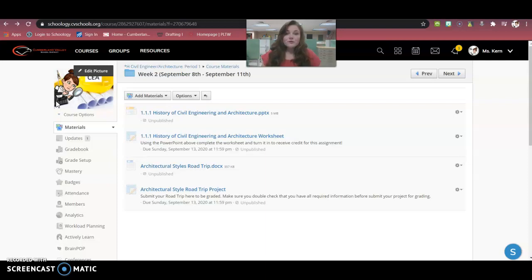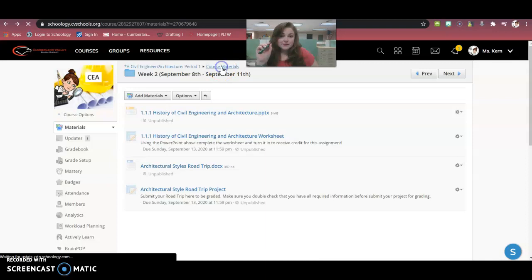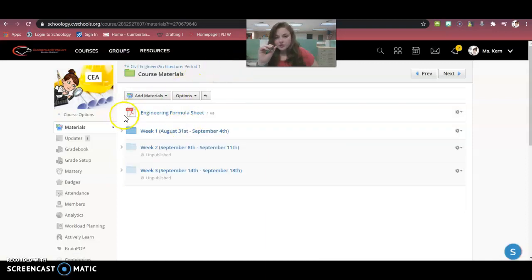So for week 2, before I even get into this, I probably should have backed myself out. I want to draw your attention to right here. At the top of course materials, you'll see the engineering formula sheet. This is the sheet that you'll access to get all of your formulas for any calculations that we need to do throughout the school year. We'll be visiting that quite a bit because there is some math in this class. So I just want to make you aware of where that is. I'll probably try and link it other places, but if I don't, it's at least right there for you.